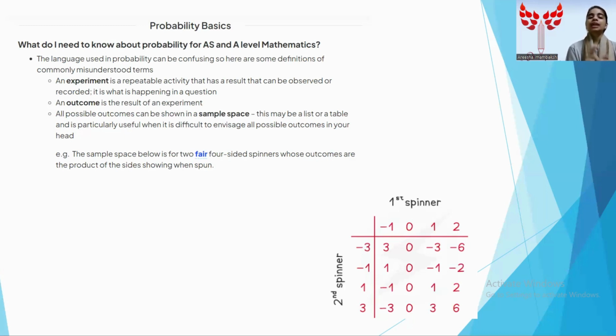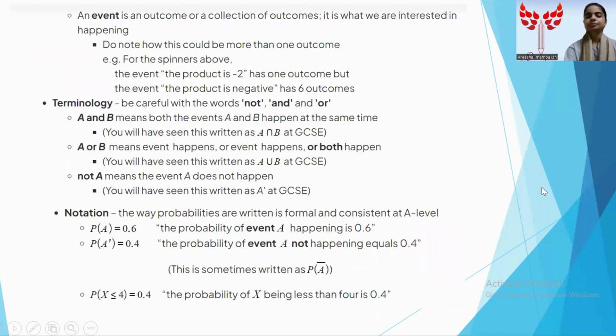And the outcome is basically the product of the results of both the spinners. So if you get a -1 and a -3, it's a 3. If you get a 0 and a -3, it's 0. If you get a 1 and -3, it's -3. If you get a 2 and a -3, it's -6, and so on and so forth. That is how you're getting the outcomes. So in this case, since there are four sides on each of two spinners, we are actually getting 16 outcomes.